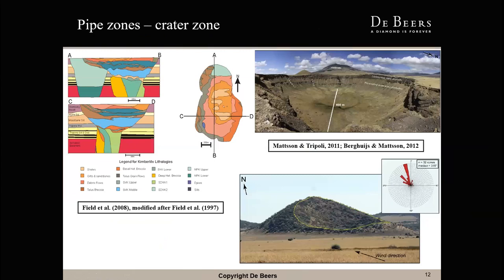And then if we move up onto the crater, this is the geologically most complex part of the actual kimberlite, and in fact for many volcanoes, for the simple reason that in this area of the pipe, you have a combination of both primary pyroclastic as well as volcanosedimentary deposits.